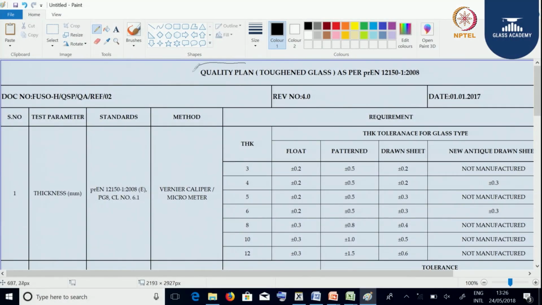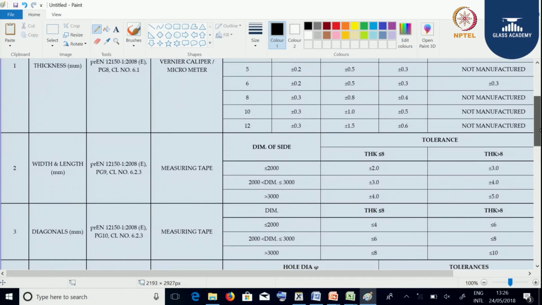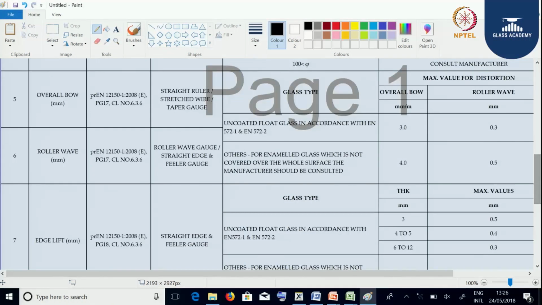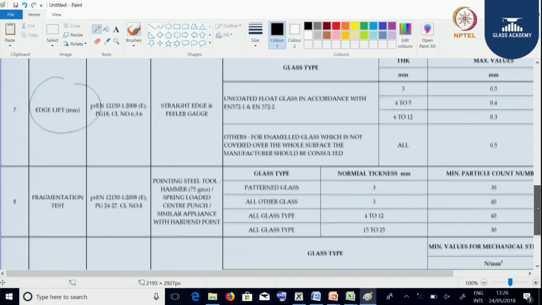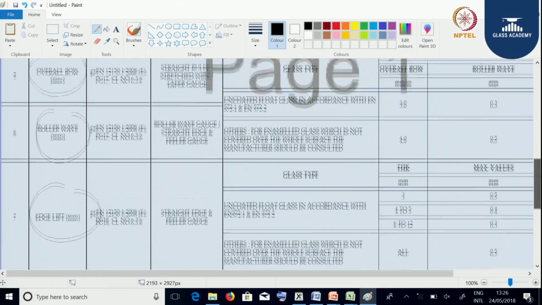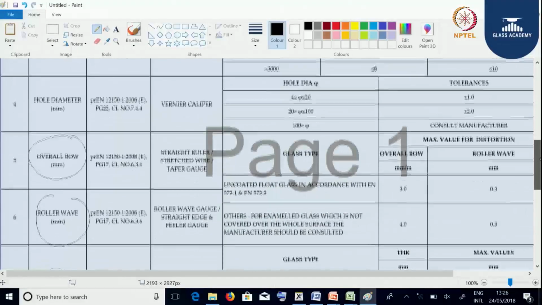Now we will be understanding the quality plan for toughened glass, and the standard that we follow is EN 12150. Similar to heat strengthened glass, the parameters remain the same, that is the overall bow, roller wave, edge lift, the fragmentation test and the mechanical strength. Now let us describe everything in detail.